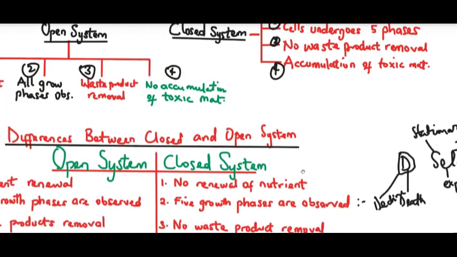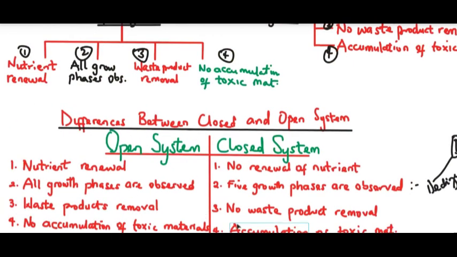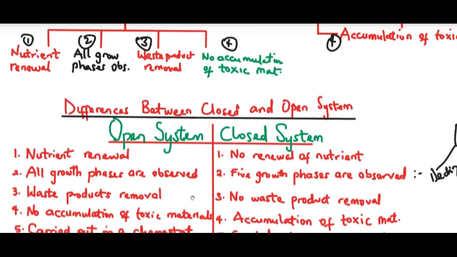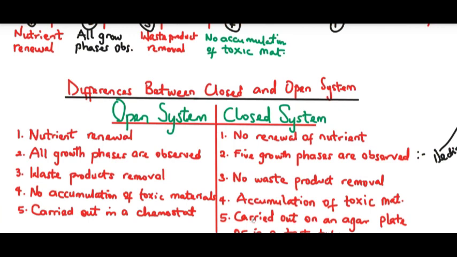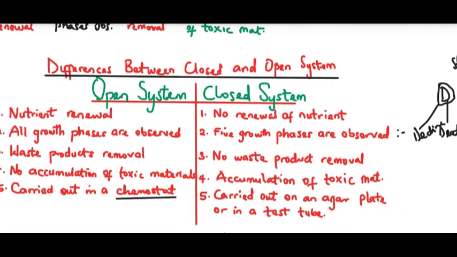Now, number 3, waste products removal for open system, no waste product removal for closed system. Number 4, no accumulation of toxic material. Here there is accumulation. And the last one is that this is carried out in a chemostat, while the other, number 5, is carried out on an agar plate or in a test tube. These are the 5 major differences between the open system and the closed system.